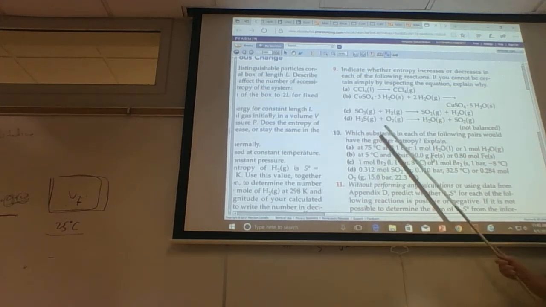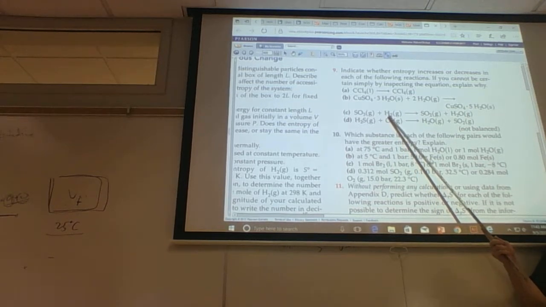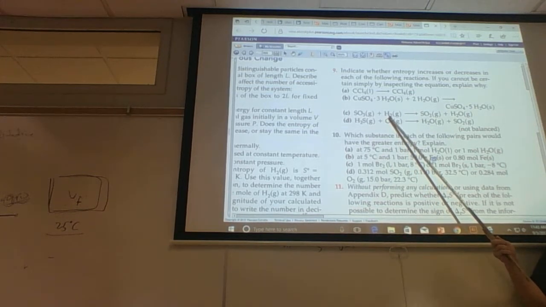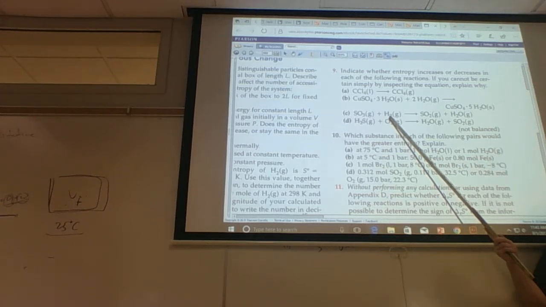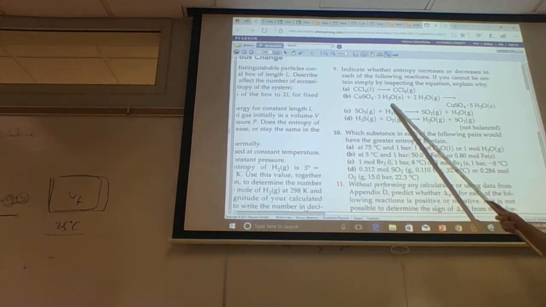Because of this, hydrogen is a pretty decent oxidizer or reducer. It's actually both. It can go either way. But normally when we think about hydrogen gas, it's a reducer. And so I think about this, I'm going from a stronger reducer.